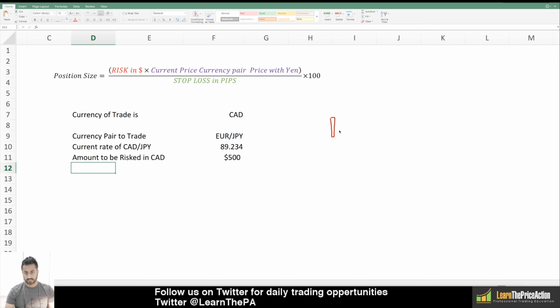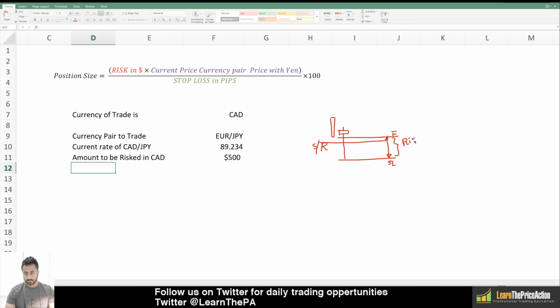Okay, and then let's say you found this beautiful pin bar on a level, and you determine that you want to enter here, and that's your stop loss. This is your resistance or a support. So that's your stop loss, that's your entry, and that's your risk.